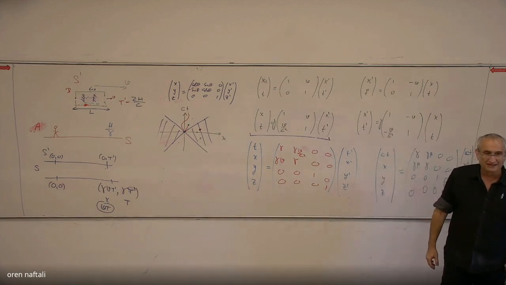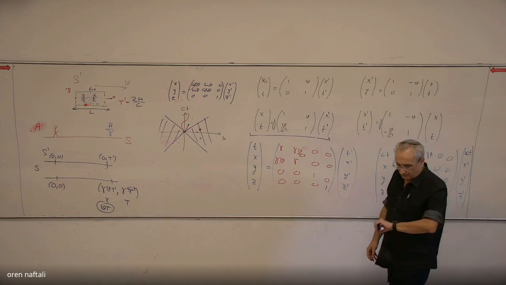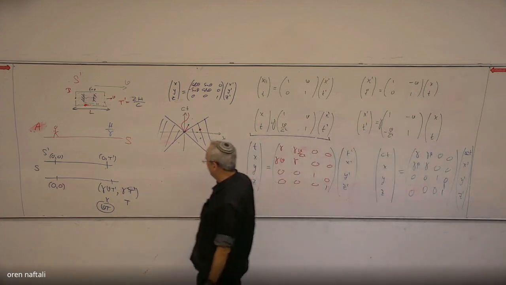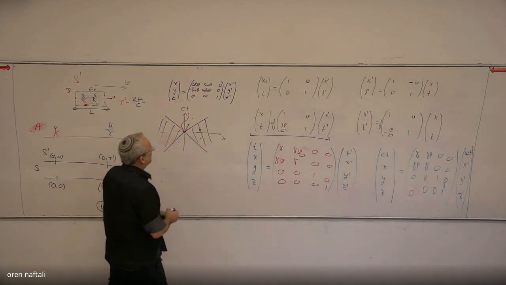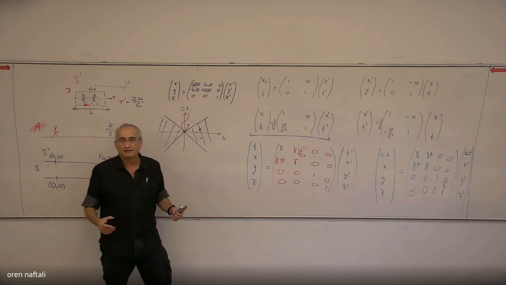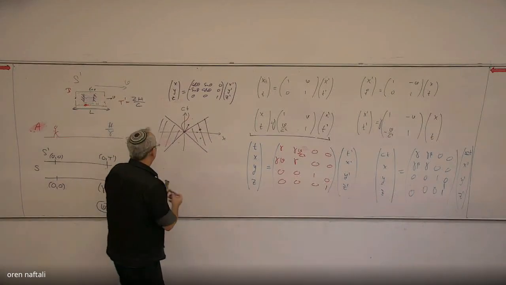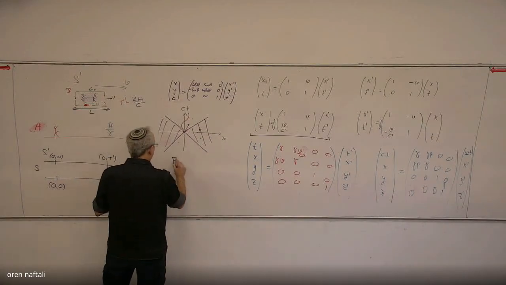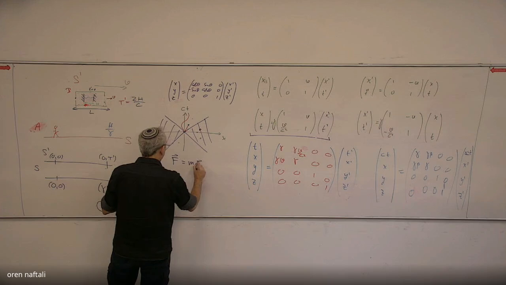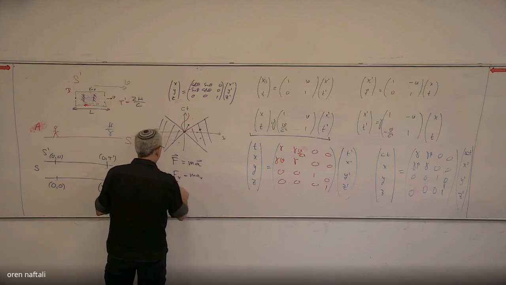Now, most importantly, you know, why physicists like vectors, right? Why are we writing f equals ma and not fx equals max, fy equals may, and fz equals maz?